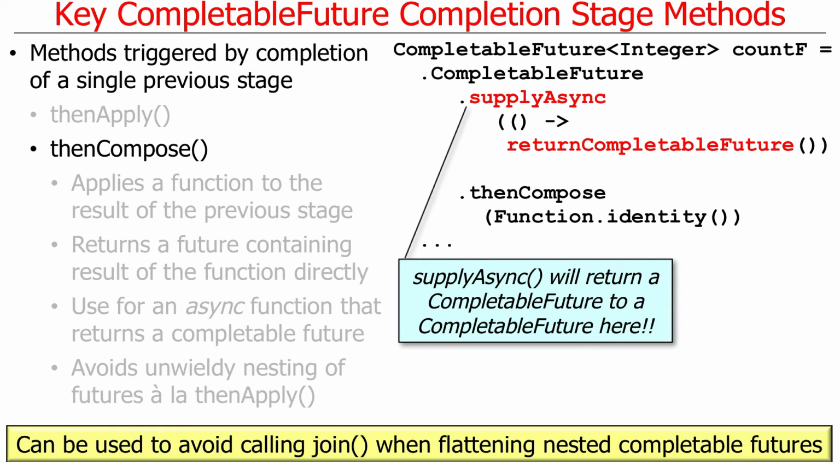Well, one way to do this would have been to say supply async, return completable future, dot join. We could have said dot join here, but that would have required blocking, and we don't want to block, because blocking is bad. So instead, we're going to say thenCompose, but we're not going to do anything to the result. We're just going to get the underlying completable future and unnest it. And so in that case, you say thenCompose function identity. The function identity will end up just being a no-op whose purpose is just to make sure we don't end up with a completable future to a completable future. Yes, Caleb?